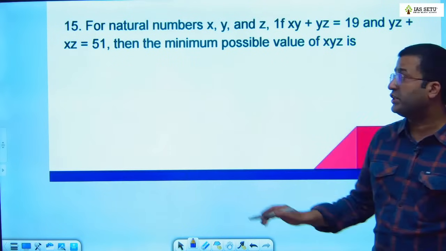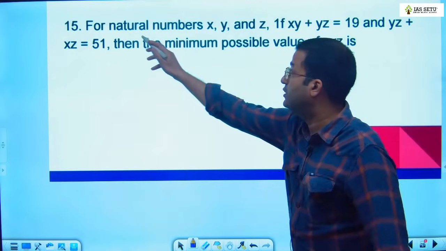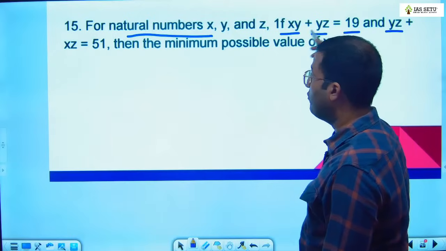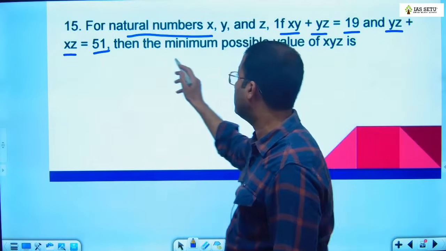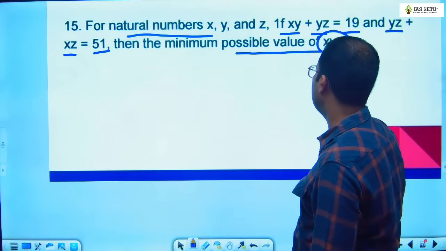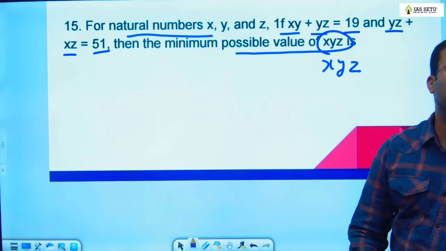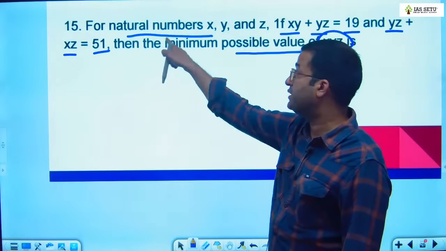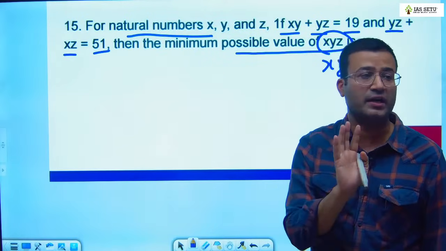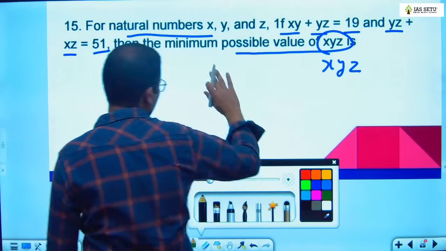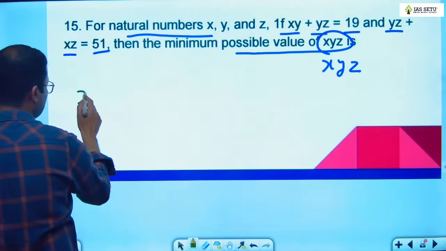Now the next question: for natural numbers x, y, z, if xy plus yz is 19, then find the minimum possible value of x into y into z. The minimum possible value would be 0, but it is clearly mentioned natural numbers. x, y, z are natural. I will solve it for you. This is a previous SSC question.